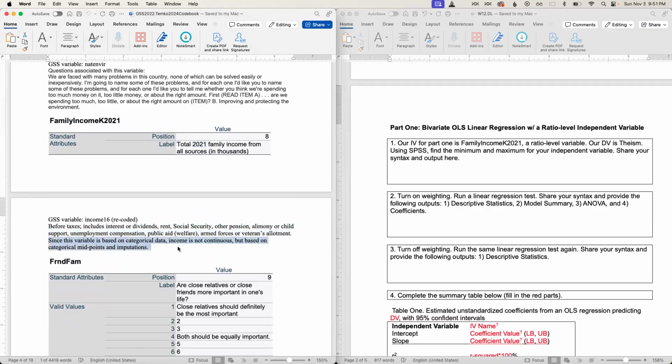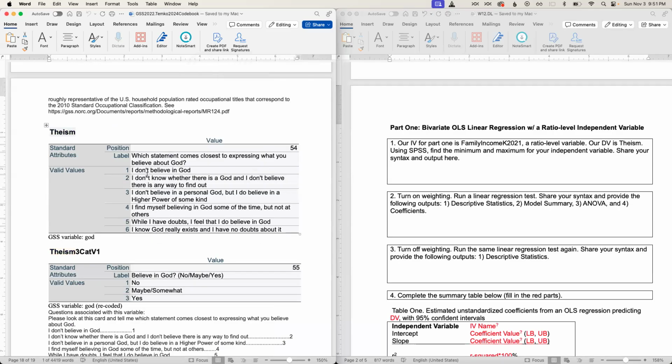And this one actually, they were asked in categories rather than for their exact income. So this is based upon the midpoint of each category. If you said you made between 30,000 and 39,999, you'd be at like 35,000. And so it's turned into a ratio level variable of income in thousands. And then our dependent variable again is theism, which goes from 1 through 6. 1 is atheist to 6 is theist without doubts.